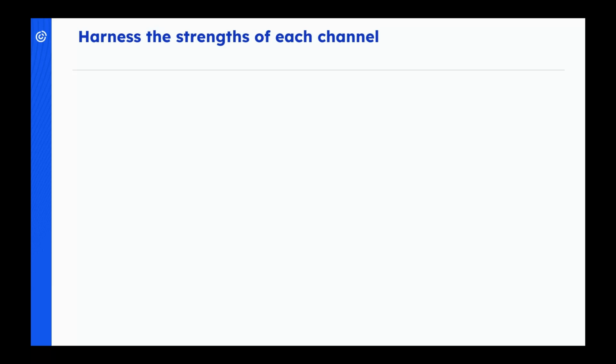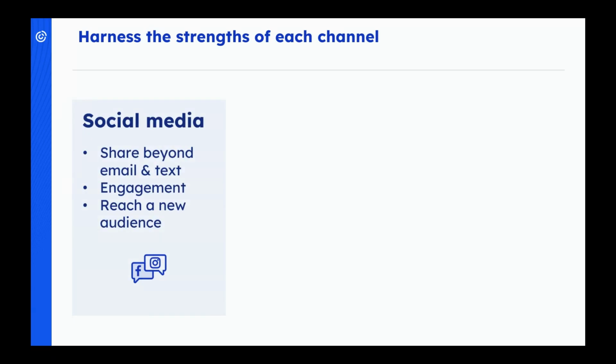There are times when using one channel over the other is more appropriate, and times when they can be used together. So for social media, you want to use this when you're wanting to get beyond your email and text list. You're looking to increase engagement so you can reach a new audience. You're doing this publicly.